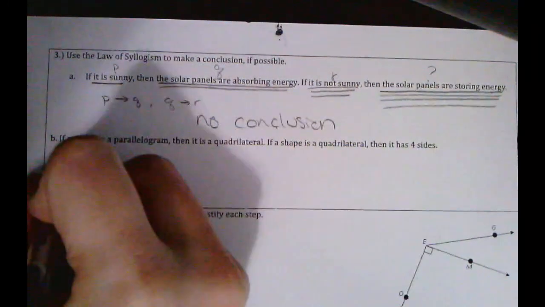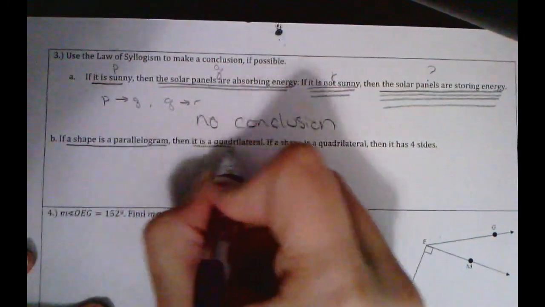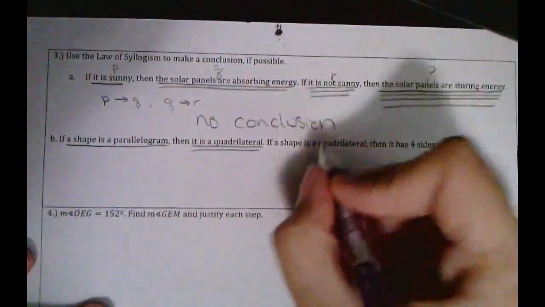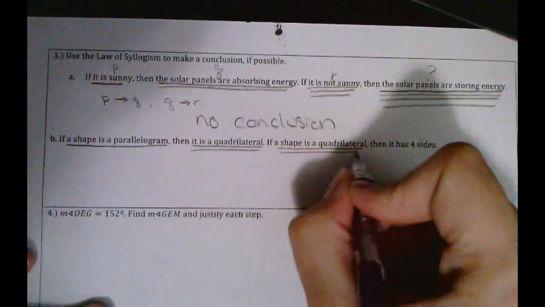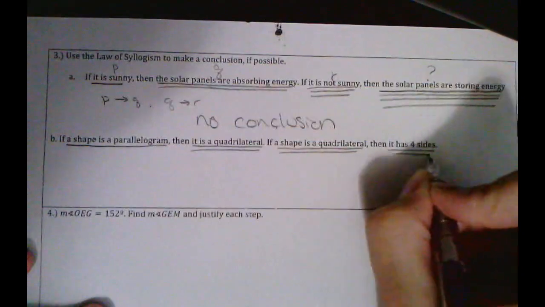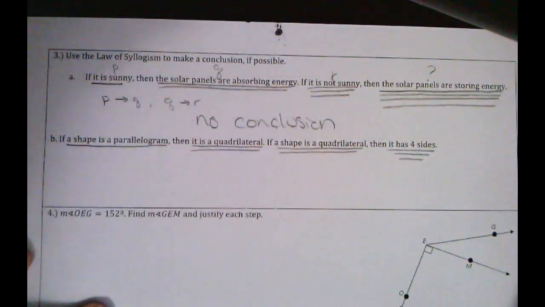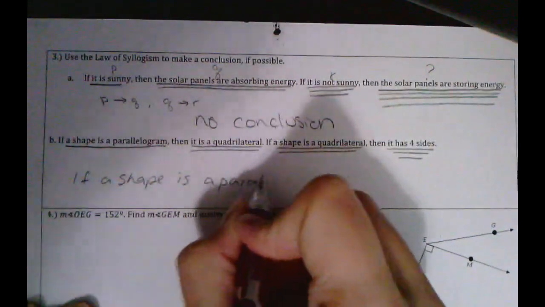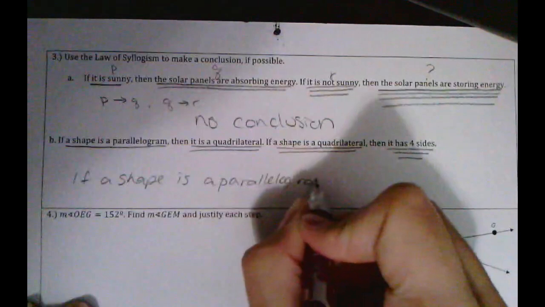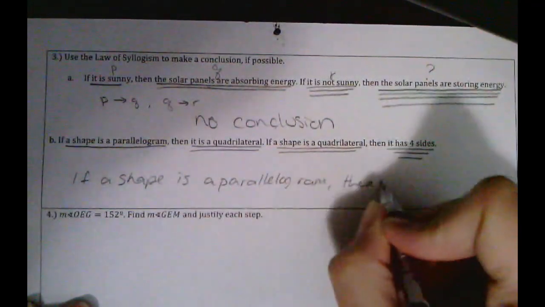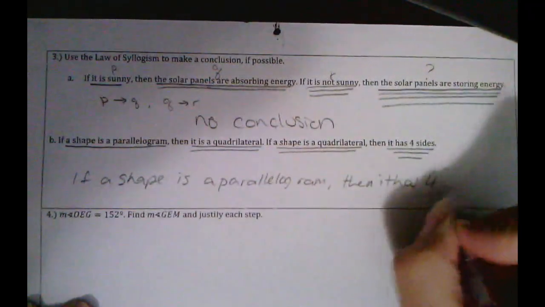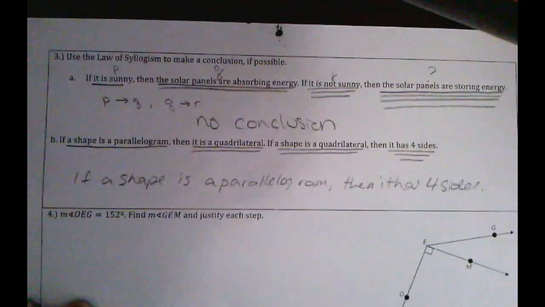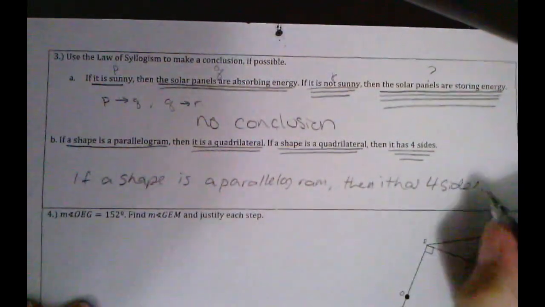But for the next one, it says, if a shape is a parallelogram, then it is a quadrilateral. If a shape is a quadrilateral, then it has four sides. Here we can use the law of syllogism. We can say, if a shape is a parallelogram, then it has four sides.